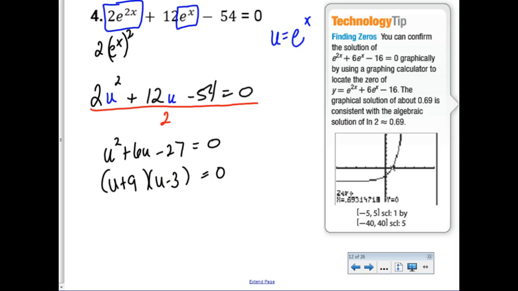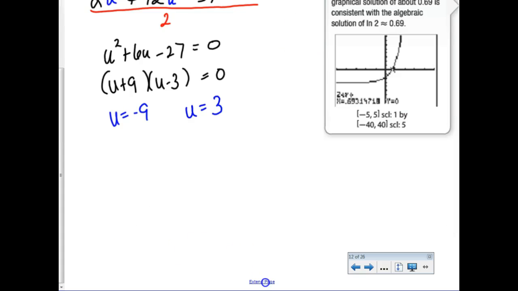But be careful, guys, it's u equals negative 9 and u equals 3. So now you got to come back and say, okay, u is really e to the x. So this question really says e to the x equals negative 9, and it really says e to the x equals 3. So now I'm recognizing why this little technology tip off to the side. Well, that's not the same question, it doesn't look like. But it's only showing me that maybe there's only one answer.